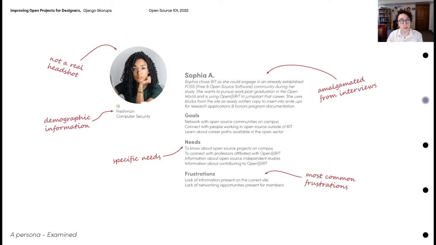Her needs were specific. These were needs that jumped out at me when I was speaking to people about their needs in the process. One of them needed to know about open source projects on campus. One of them wanted to connect with professors affiliated with Open at RIT. And then a number of them wanted information about open source independent studies and information about contributing to Open at RIT. The same goes for the goals and the frustrations. These were common or things that jumped out at me specifically that I felt needed to be included in my consideration when I was building the website.